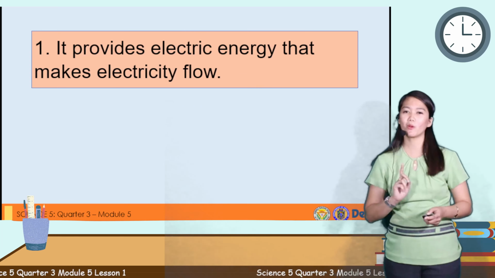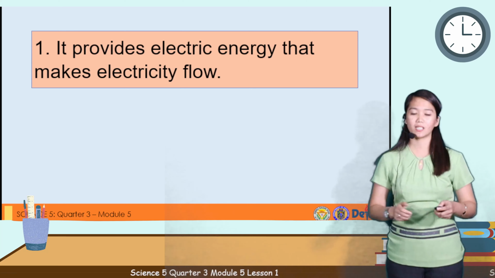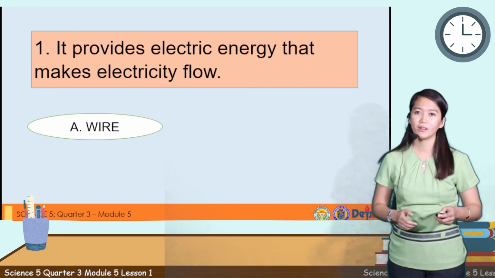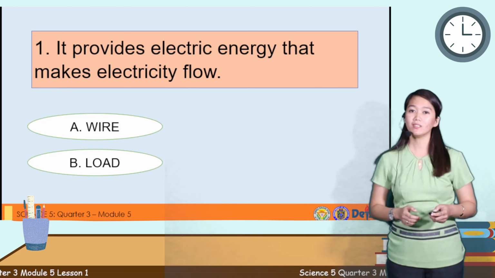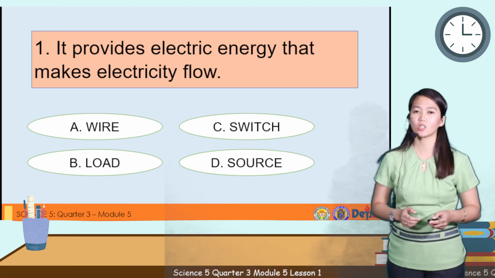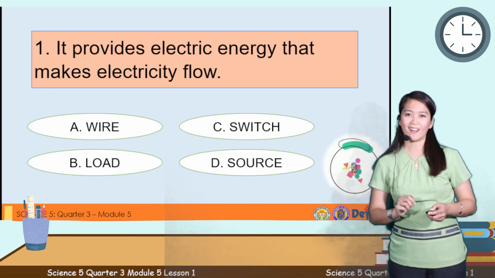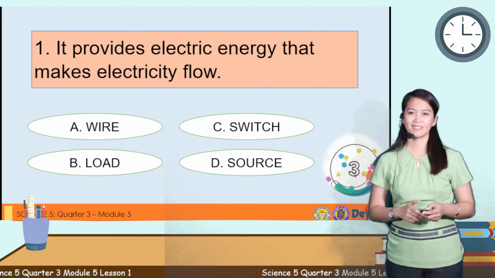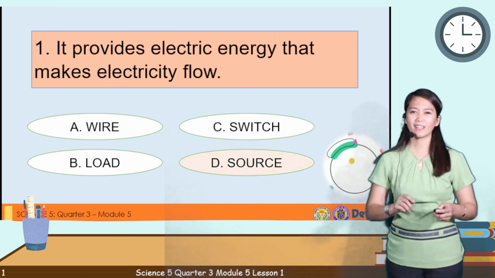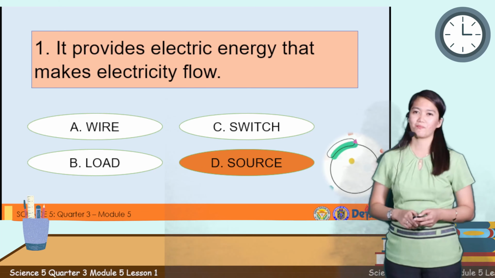Okay, so number 1. It provides electric energy that makes electricity flow. Is it letter A, wire? B, load? C, switch? Or is it letter D, source? Your time starts now. The correct answer is letter D, source.